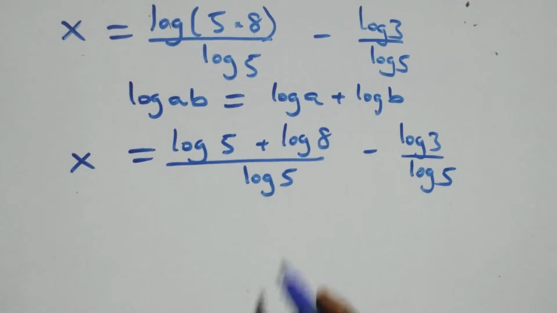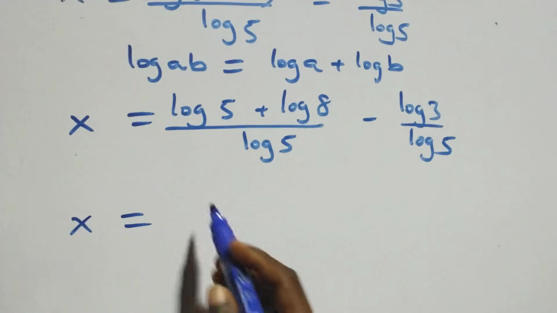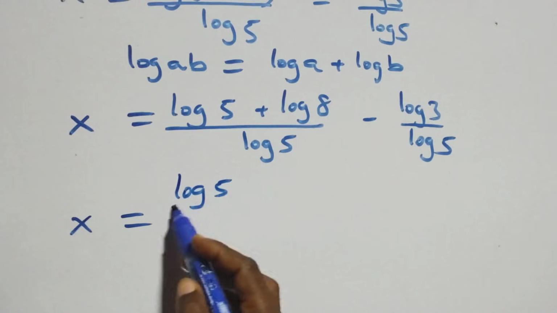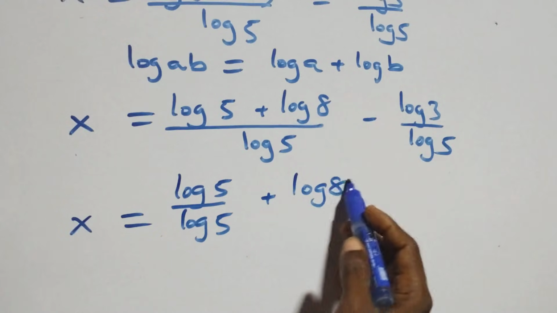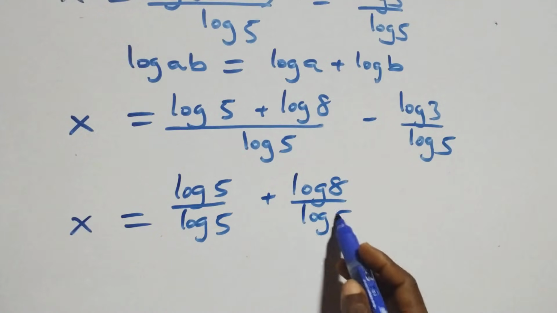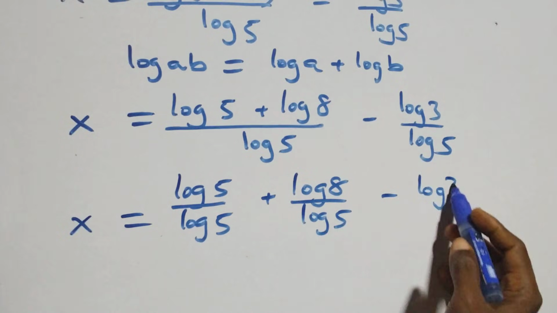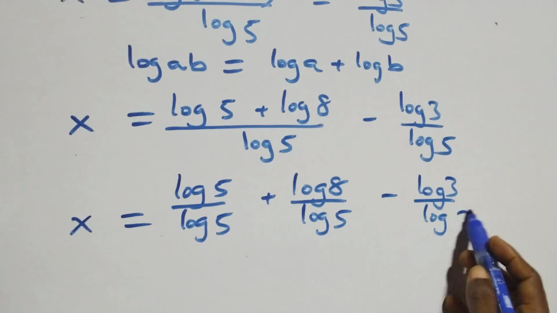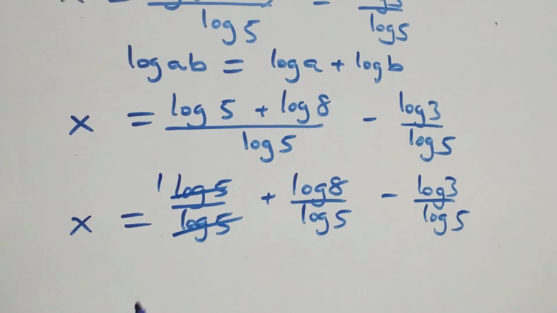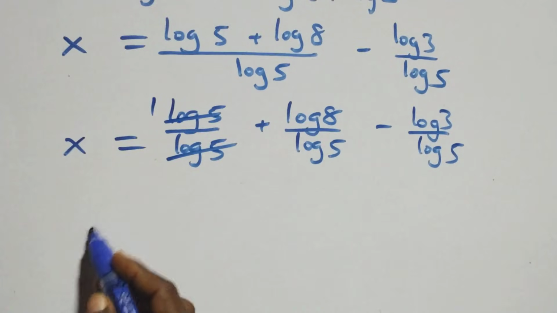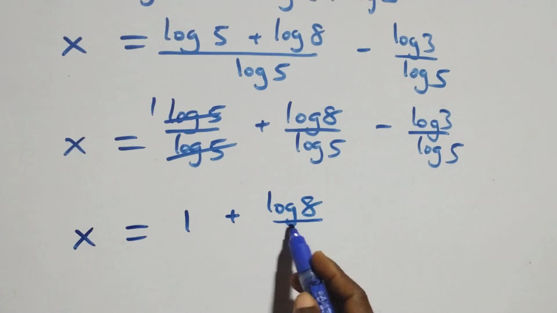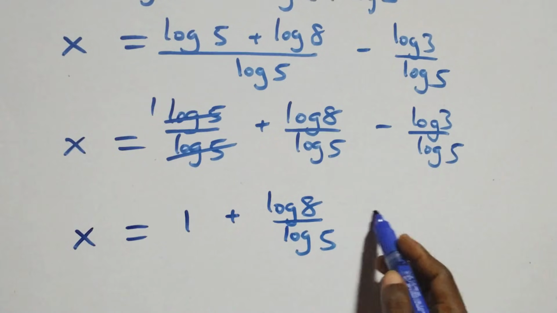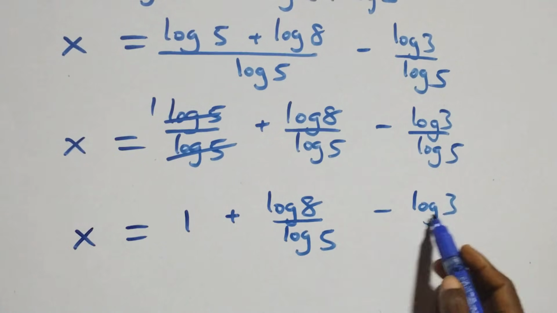Then here we separate this into two fractions. We have x equals to log 5 over log 5 plus log 8 over log 5 minus log 3 over log 5. This here, log 5 cancels each other. We have one left. This becomes x equals to 1 plus log 8 over log 5 minus log 3 over log 5.